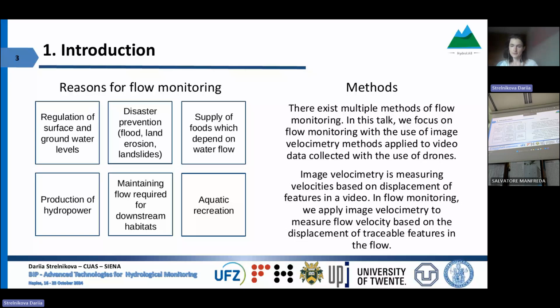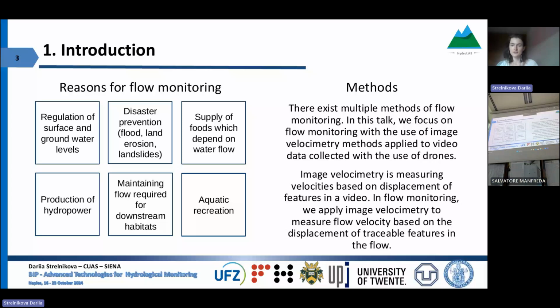What is image velocimetry? It's just measuring velocities from images, from sequences of images or from videos. And when we apply image velocimetry to measure flow, we need to measure the velocity of the flow, and therefore we need something that we can trace in the flow, something that moves with the flow with the same velocity.